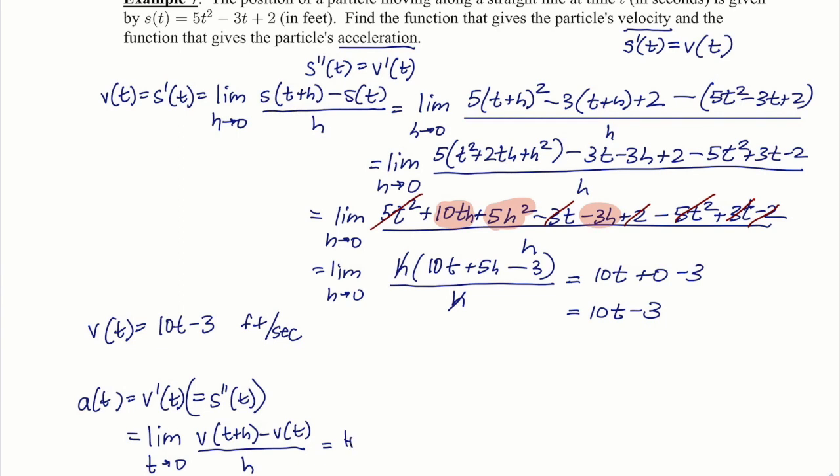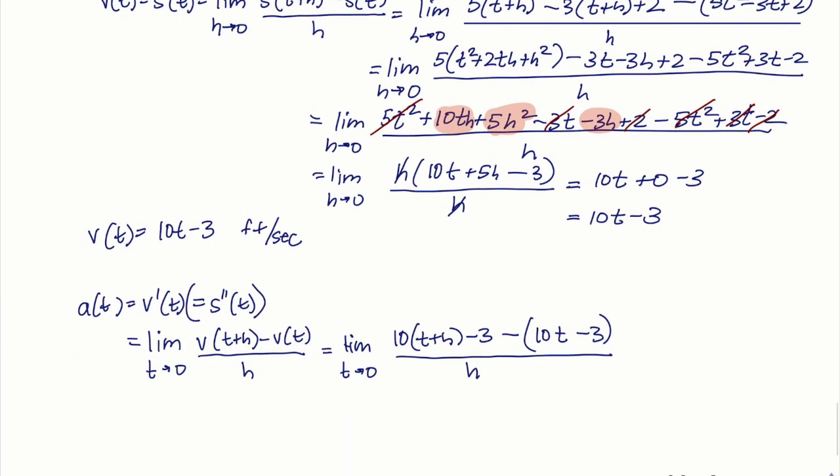And so now I've got the limit as t goes to 0. V of t plus h is 10 times the quantity t plus h minus 3. And subtract v of t, so 10t minus 3, both of those terms are subtracted. And then divide by h. Limit as, I am seeing another mistake. This should not be t going to 0, I should let h go to 0. Limit as h goes to 0.